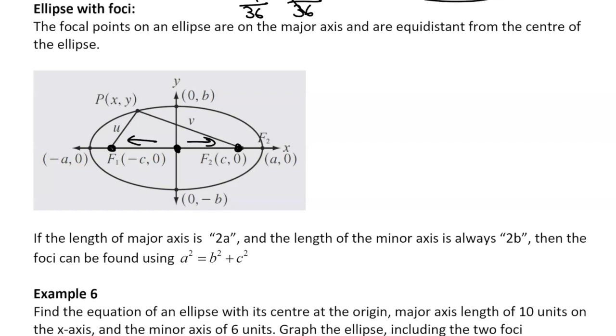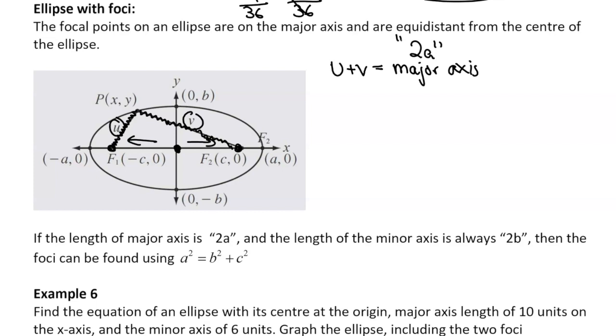And by definition, what we're going to say is this. We're going to say that this distance over here, and this distance over here, if I take distance u and I add distance v, then it's going to be equal to the major axis, which in this case we would say is 2a units long. And that's the definition of it.